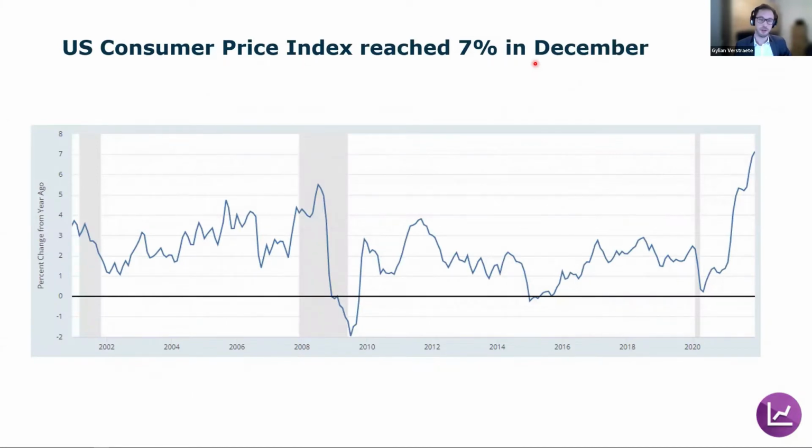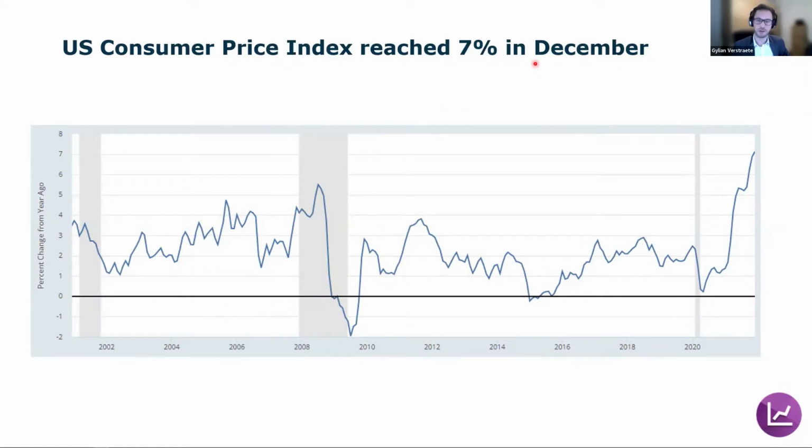So why is inflation suddenly an issue? Well, if we look at the consumer price index, for example, here in the United States, we see that in December, the consumer price index reached a staggering 7%. That means that over the course of 1 year, life has become 7% more expensive compared to 1 year ago.